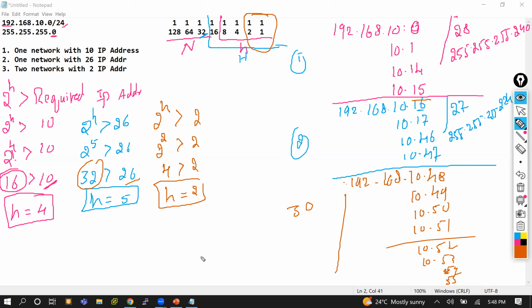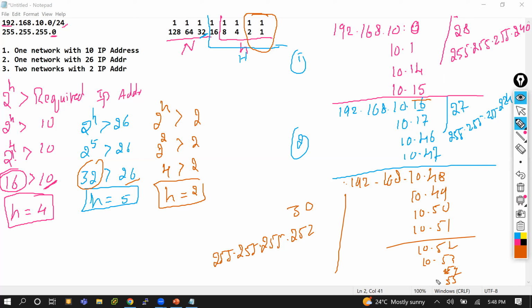And the subnet mask will be 255.255.255 dot what? 252. 128 plus 64, 192, 192 plus 32, 224, plus 16, 240, 248, 252. Got it? That's it here. 2 plus 1, 3. So host bit is 2 plus 1, 3. 48 plus 3, 51. Next 52. 52 plus 3, 55. This one.